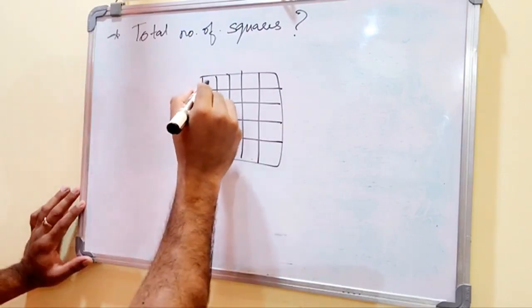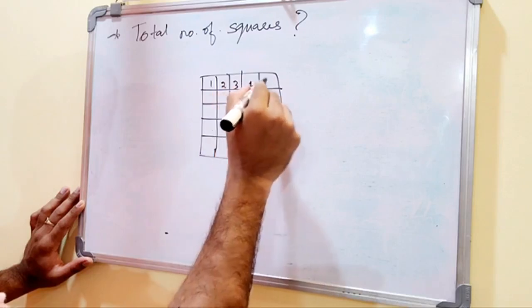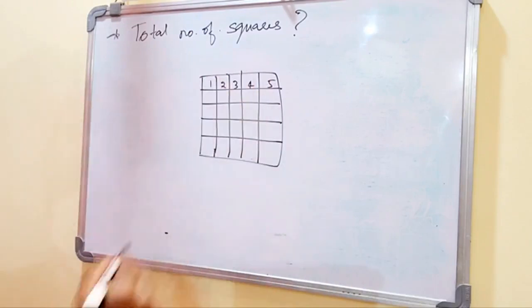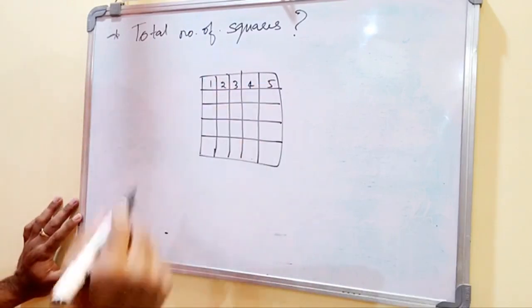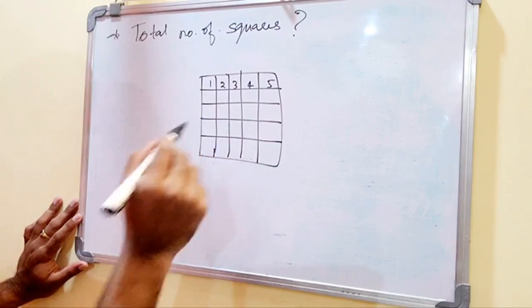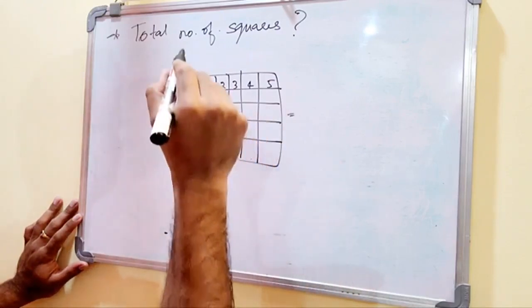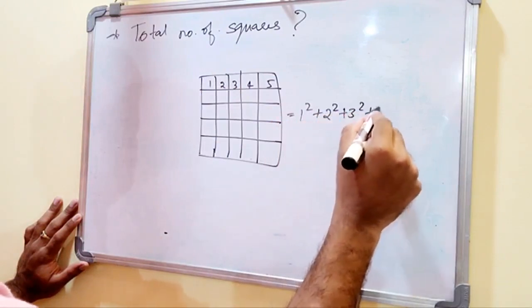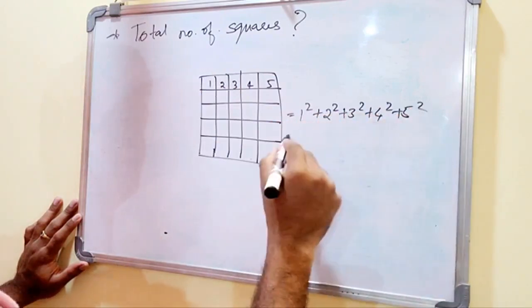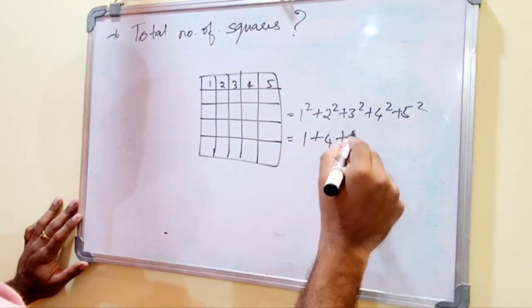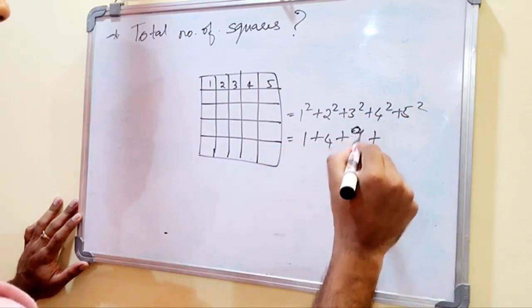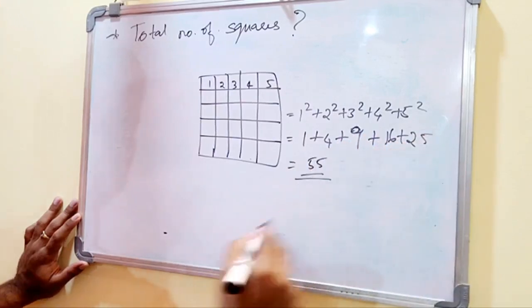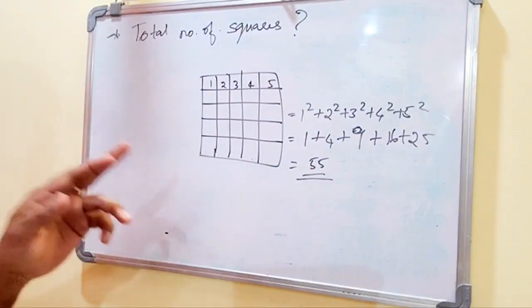So this is a square and within this square there are lots of squares. So first step is to write the numbers 1, 2, 3, 4, 5. There are 5 squares within this big square. So number them 1, 2, 3, 4, 5. Now the total number of squares in a given figure is the sum of squares of these numbers. 1 square plus 2 square plus 3 square plus 4 square plus 5 square equals 1 plus 4 plus 9 plus 16 plus 25. So this is equal to 55. So the total number of squares in the given figure is 55.